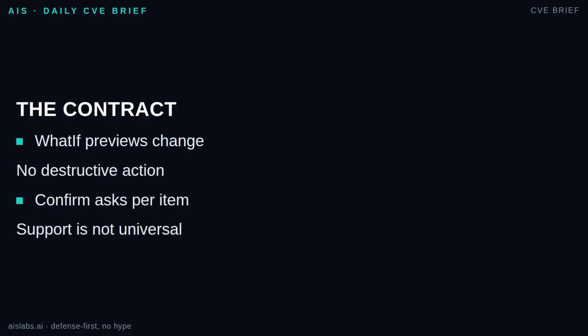Confirm is the interactive cousin. It asks before performing the operation, often per item, which is useful for small batches and painful for thousands. The important phrase is, when the cmdlet implements it. Many Microsoft administrative cmdlets do. Some third-party commands, scripts, and native executables do not. Trust the pattern, but verify the command.